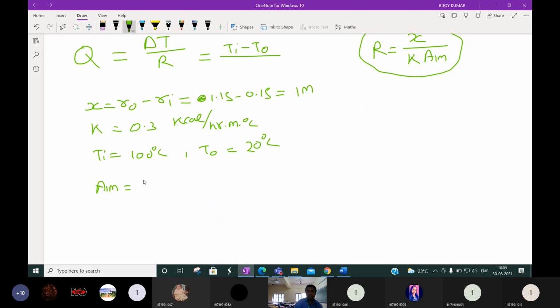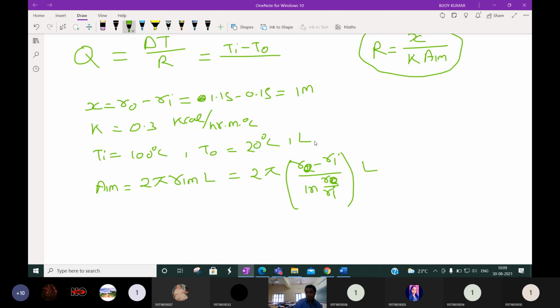Okay, none of you are reading. 2 pi RLM into L. Well, again, RLM is nothing but R2 minus R1 by ln of R2 by R1, or you can say R0 minus Ri by ln of R0 by Ri. This is the value of RLM, the logarithmic radius, into L.